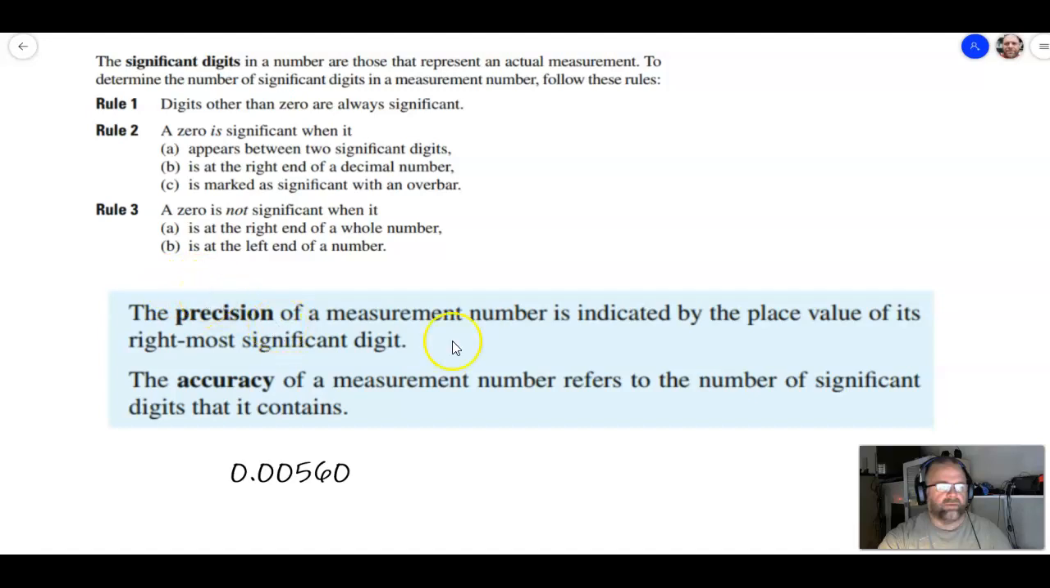And the precision is the place of its rightmost significant digit. So starting from the right over here, this 0 is significant. So that is the place that we're going to figure out, and this is going to indicate the precision. Remember, we start with the decimal place, and then we have tenths, hundredths, thousandths, 10,000ths, 100,000ths. So this would be precision of the 100,000th place. All right, let's go ahead and move on.